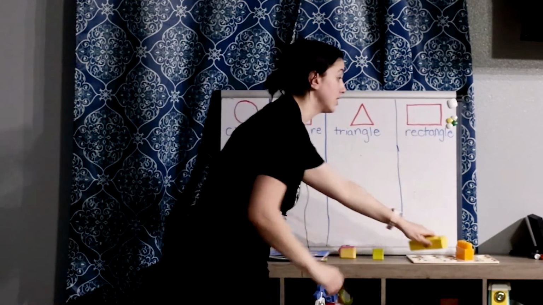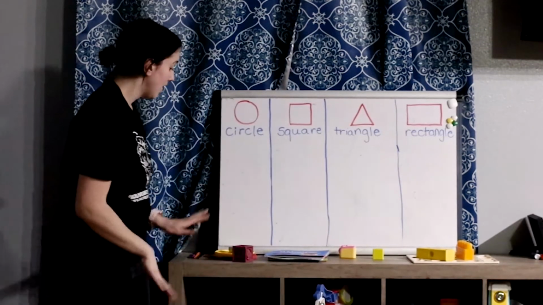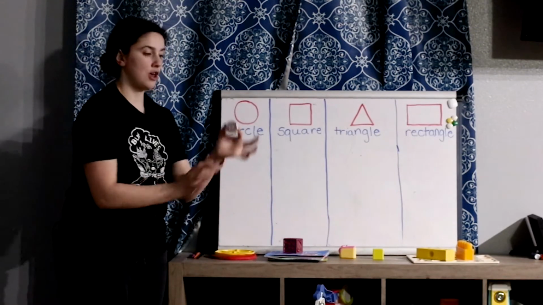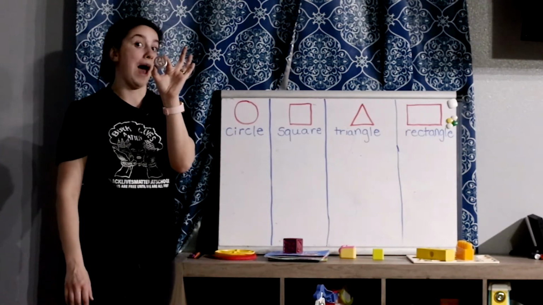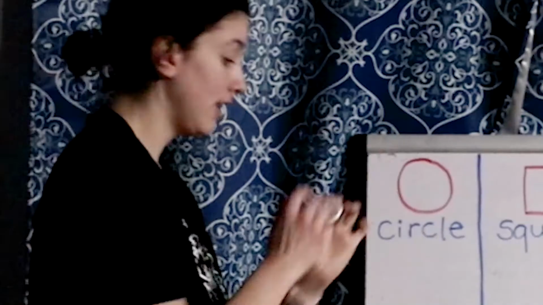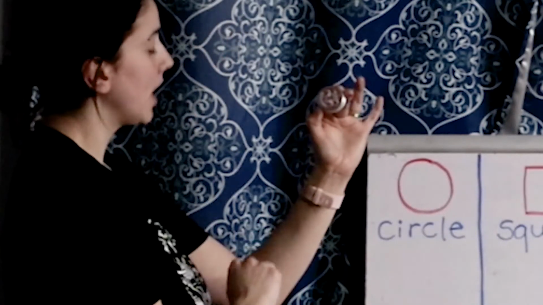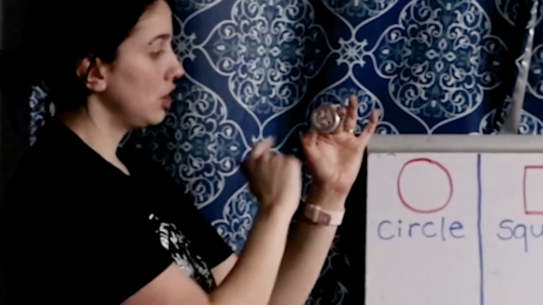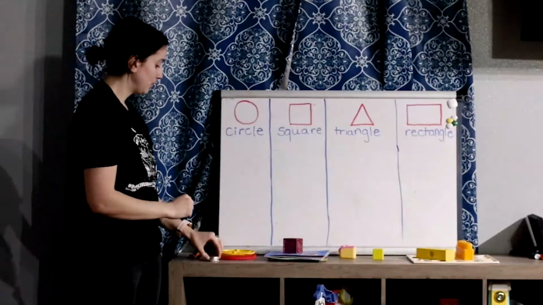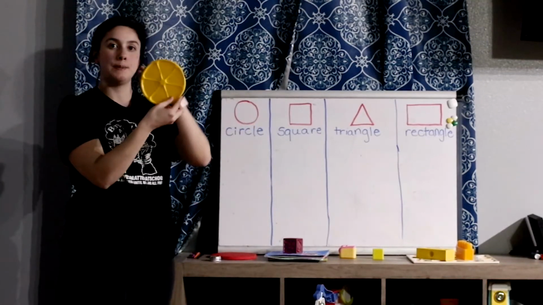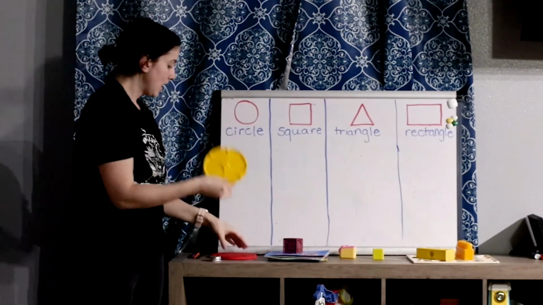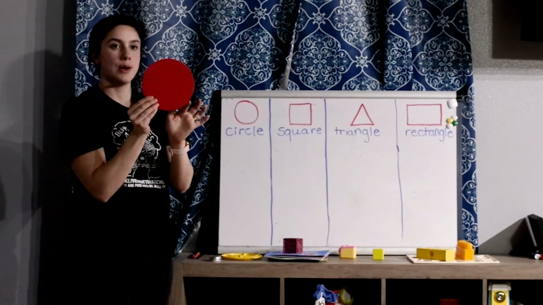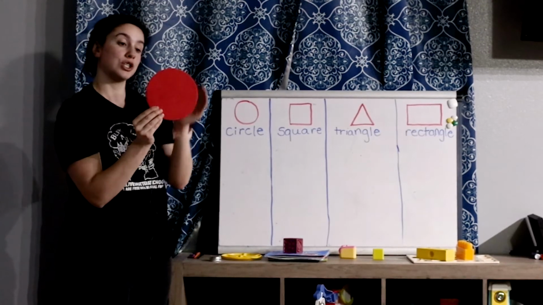So let's see what Mrs. Moyer found in her house. For circles, I found a jar of wax. So see how it's a circle? Has no straight lines, just a circle. I found a plate, and I found a red foam block, which is a circle.